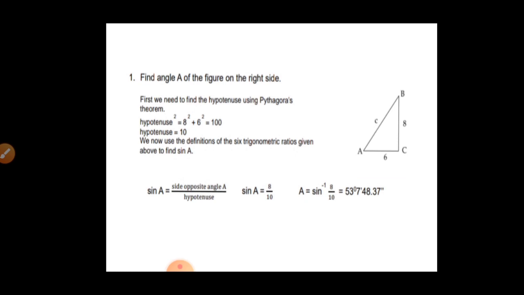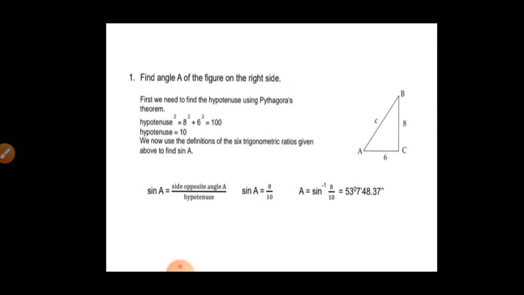First, find angle A of the figure on the right side. First, we need to find the hypotenuse using Pythagoras theorem. Hypotenuse squared is equal to 8 squared plus 6 squared, which is equal to 100. Hypotenuse is equal to 10. We now use the definitions of the 6 trigonometric ratios given above to find sine A.